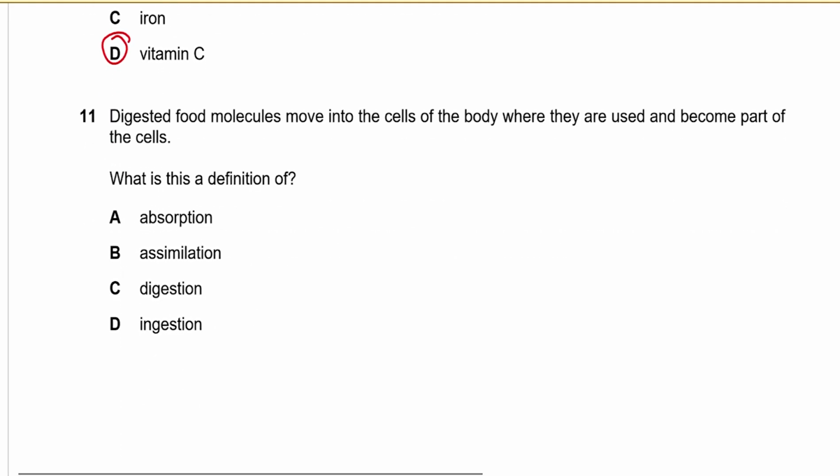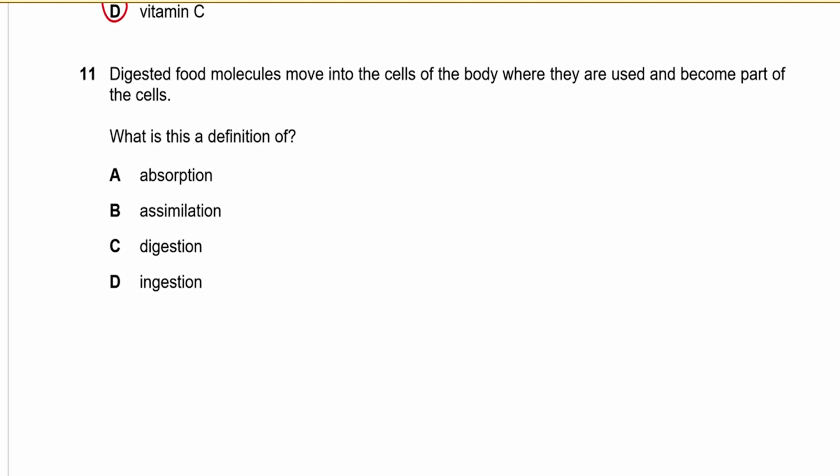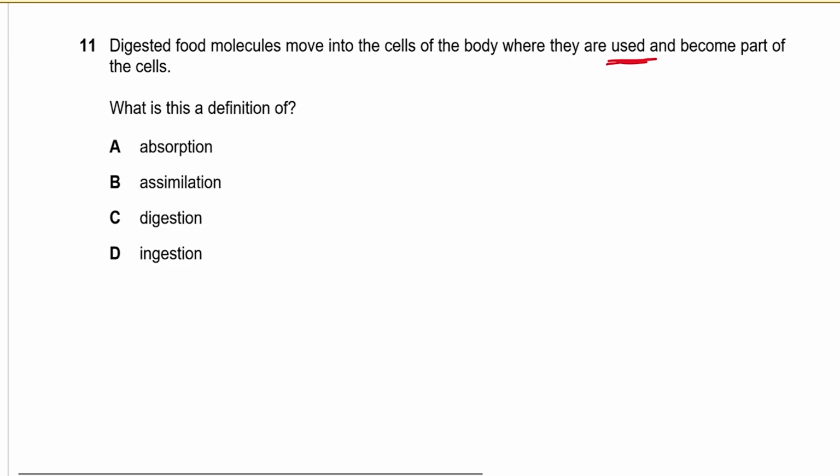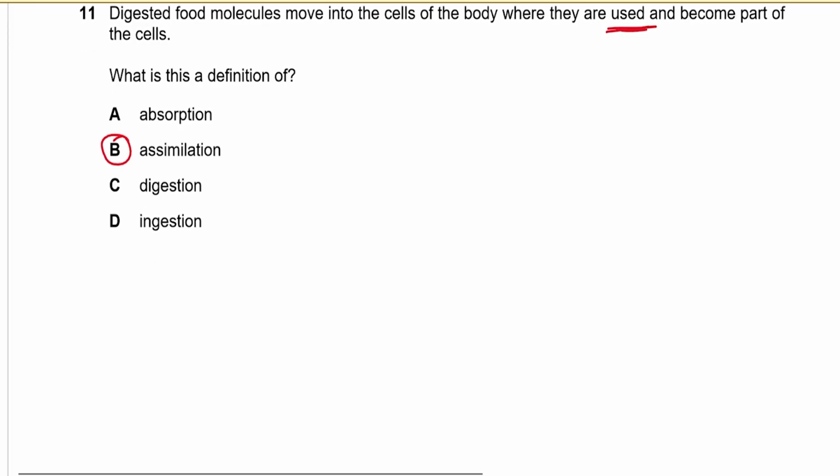Number 11 says digested food molecules move into the cells of the body where they are used and become part of the cells. What is this a definition of? So the question is all about use. The process in which these nutrients are now being used is usually referred to as assimilation. So for here, the answer will be assimilation. Absorption is the movement of nutrients from the linings of the digestive system, let's say the small intestine, into the blood. But the use by the cells is definitely assimilation.